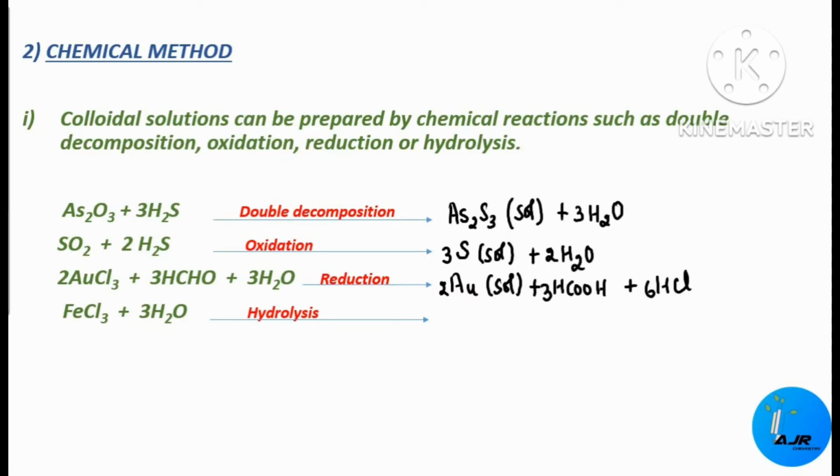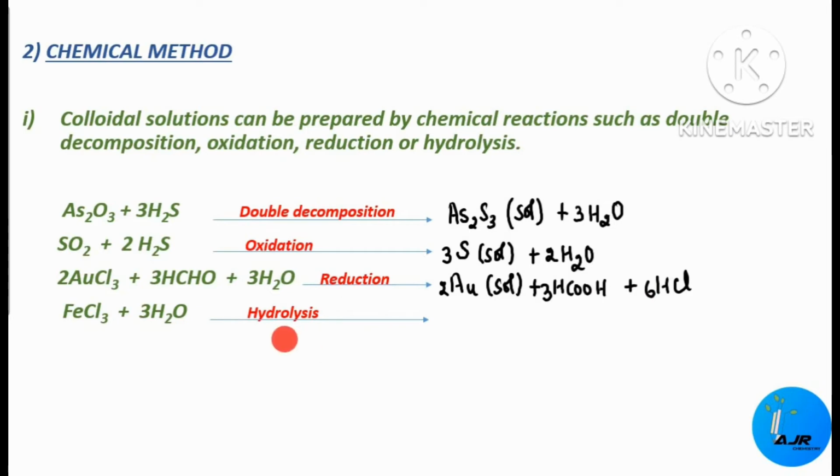Okay, so what are the products we are getting? Gold sol. For this, formaldehyde is getting converted to formic acid, and this water molecule combines with the 6 hydrogens, which combine with 6 chlorine atoms and form HCl. Okay, this is what is happening in the reduction process.